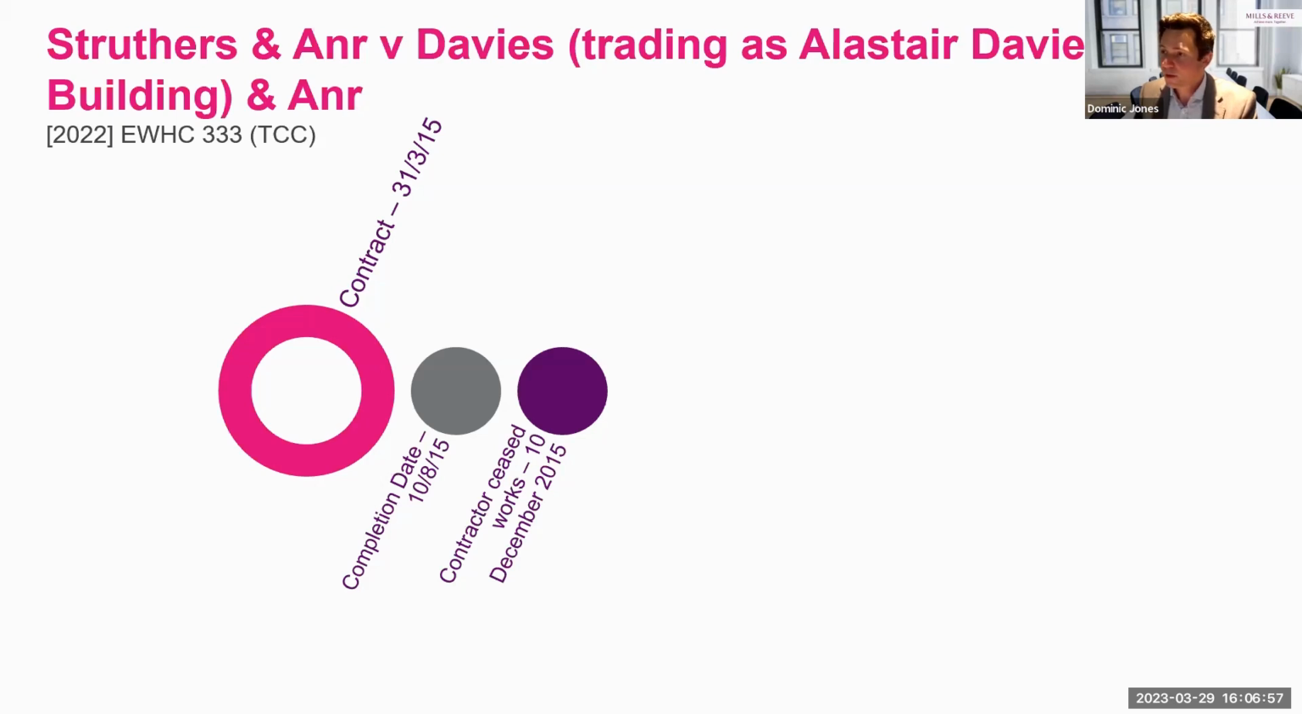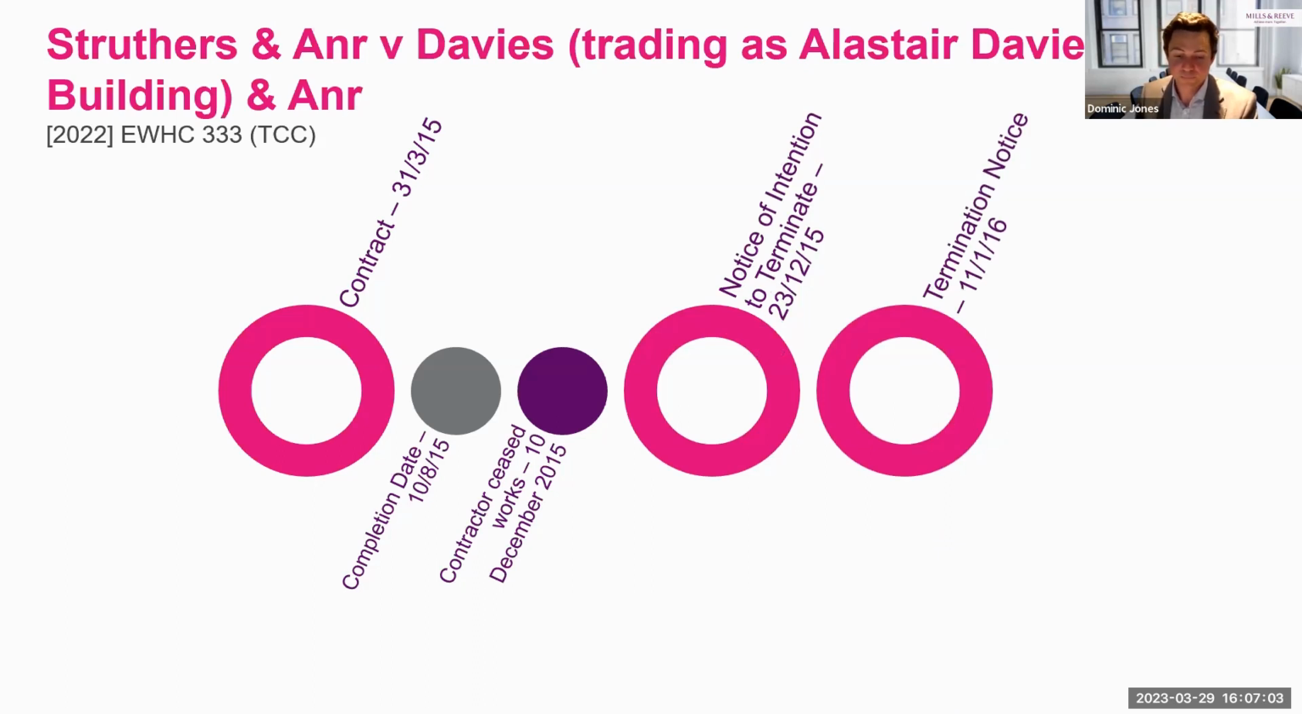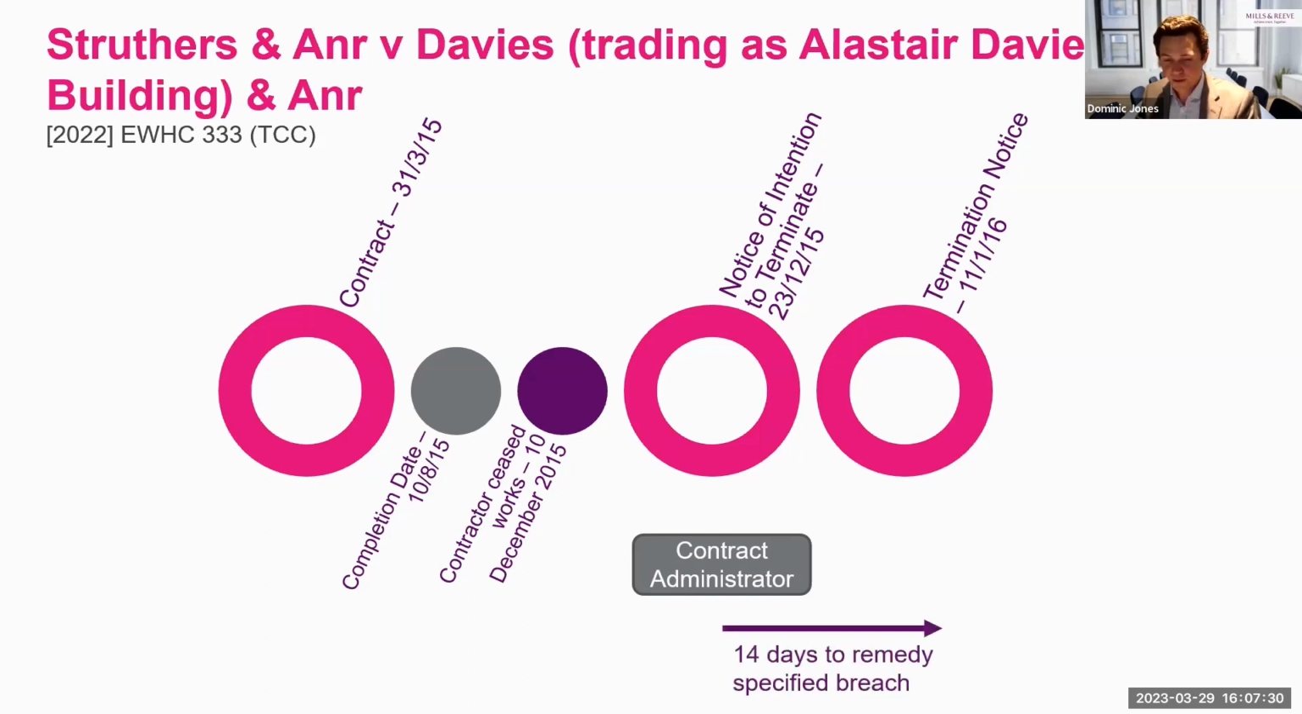Here, what was required were two notices for termination in order for termination to be effected where the contractor was in material breach of contract or had failed to proceed regularly and diligently with the works. First, a notice of intention to terminate was to be issued by the contract administrator. If the breach specified in that notice was not remedied within 14 days, then the employer was entitled to give a second notice to terminate the contractor's employment under the contract.